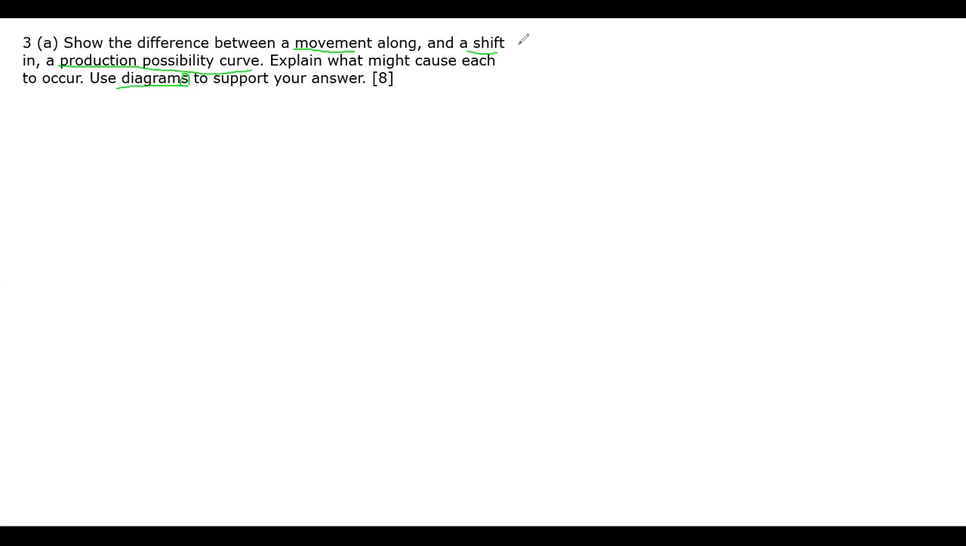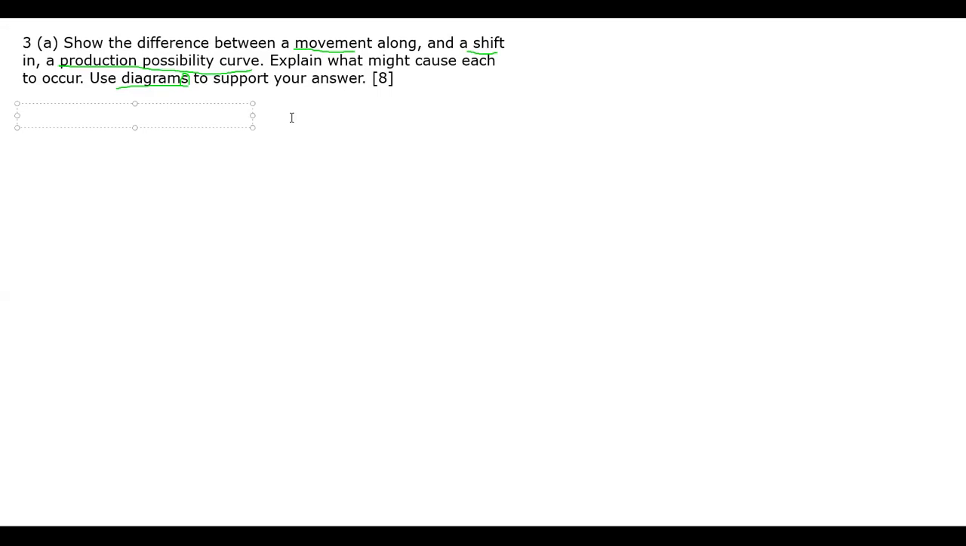But when it says you have to draw diagrams, then there's no debate or question at all. You really do have to in order to score full marks. This is a pretty straightforward question. The only place where you could go wrong is if you dive right into it and say, oh, okay, I know what a movement is, what a shift is.